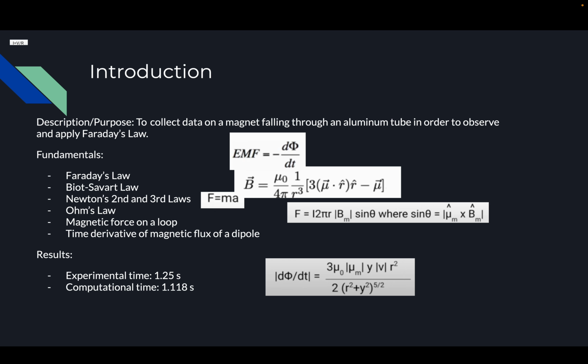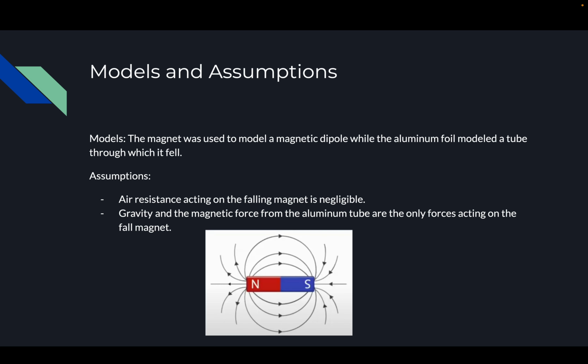The results were that the experimental time was about 1.25 seconds, and the computational time for the model was 1.118 seconds. Models and assumptions for the models: the magnet was used to model a magnetic dipole, with an aluminum foil magnet modeled as a tube through which it fell.